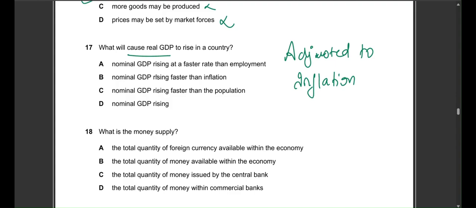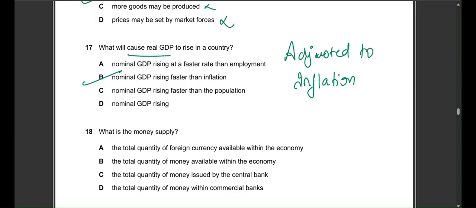So in this case, the right answer would be nominal GDP rising faster than inflation. In that case, your real GDP would be high. Why? Because if inflation is, suppose, 5% and your nominal GDP increased by 10%, then in that case your real GDP will increase.